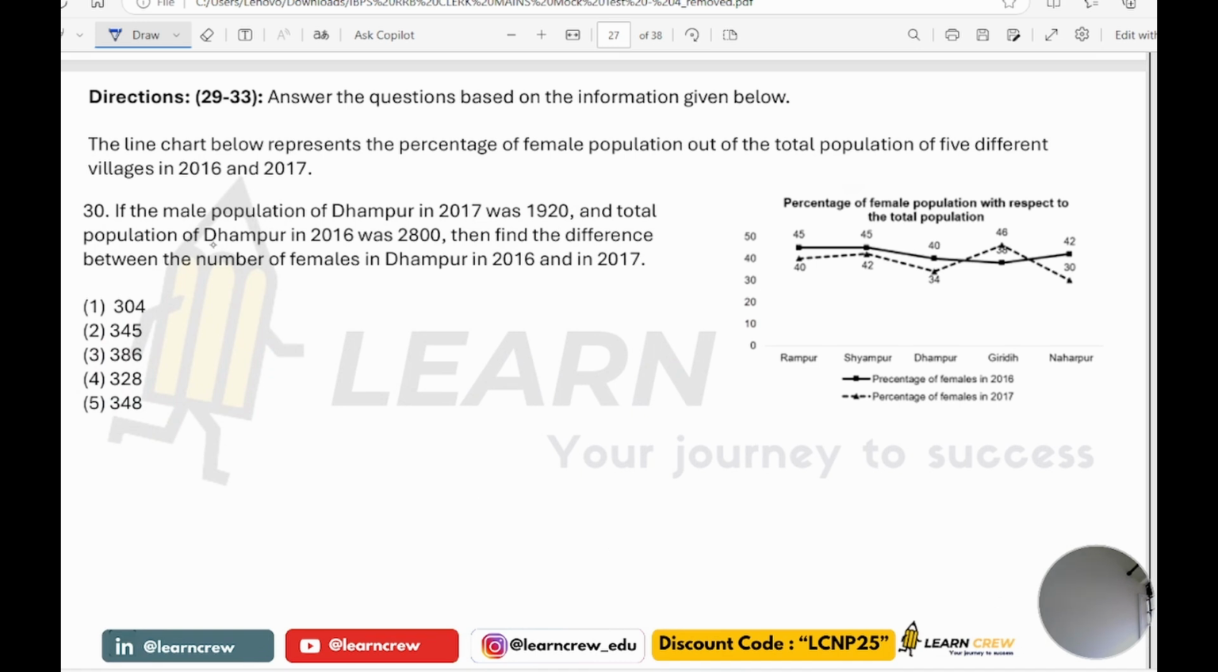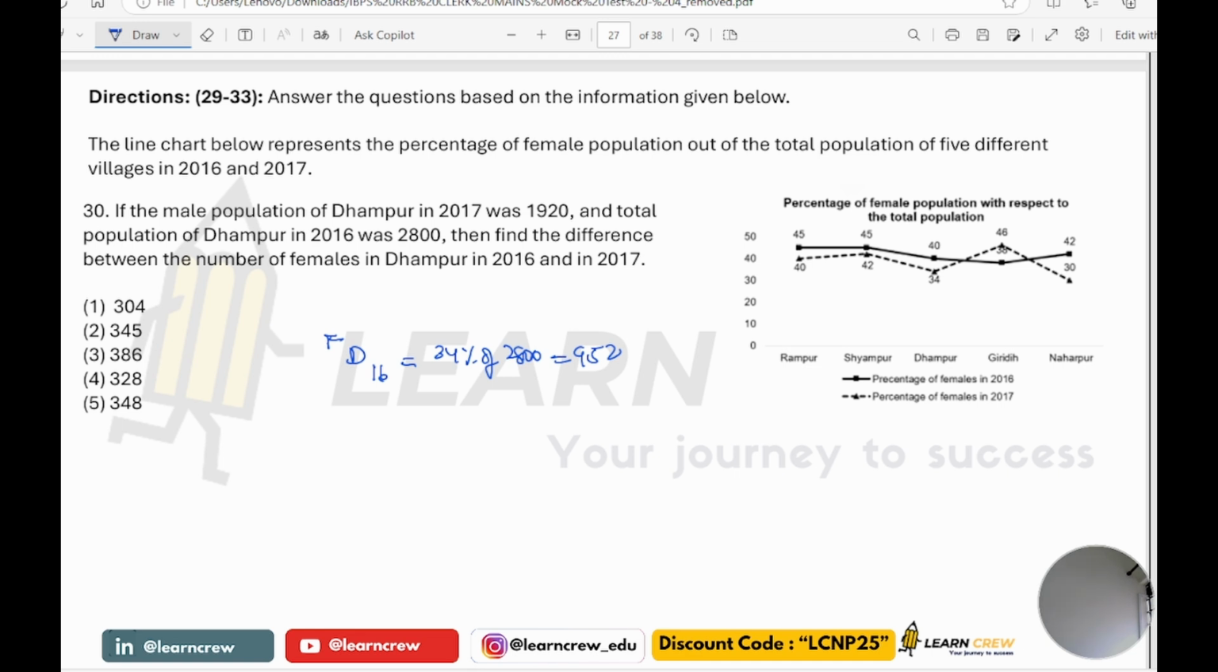Next, if the male population of Dhampur in 17 was 1920, the total population of Dhampur in 16 was 2800. Find the difference between the number of females in Dhampur. So here number of females in Dhampur in 16 is how much? 34% of 2800, which is equal to 952.